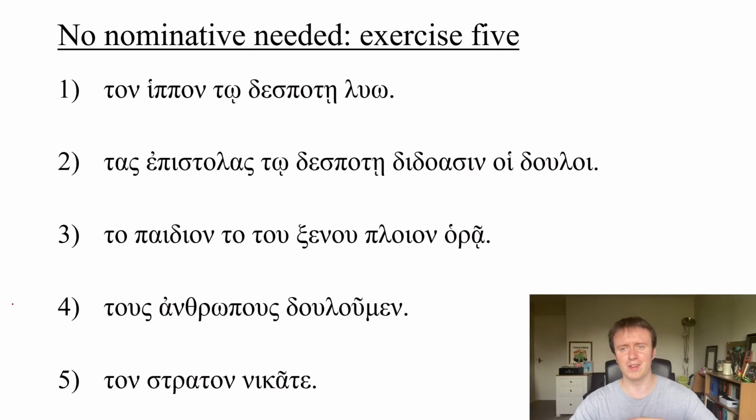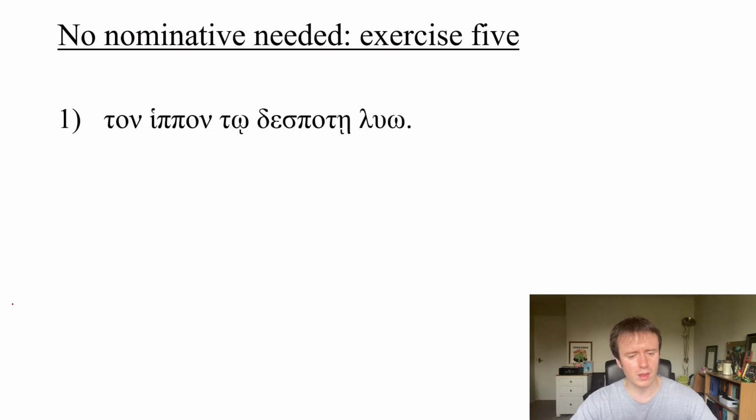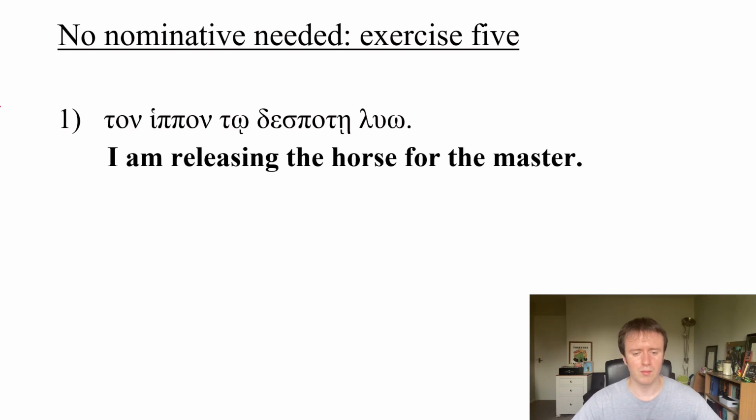Let's now talk through these sentences one by one to conclude the lesson. The first was ton hipon toi despotei liuo. You should have translated this sentence as I am releasing the horse for the master, or alternatively, I release the horse for the master. Now, why did it mean that? Well, we had no noun in the nominative. This phrase, ton hipon, is in the accusative. We know that from the masculine accusative singular definite article here. And this phrase, toi despotei, is in the dative, which we know from the masculine dative singular definite article.